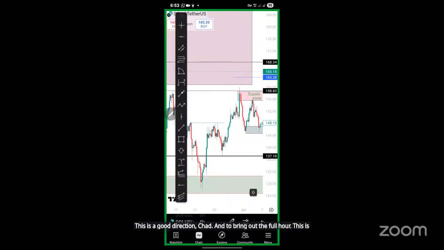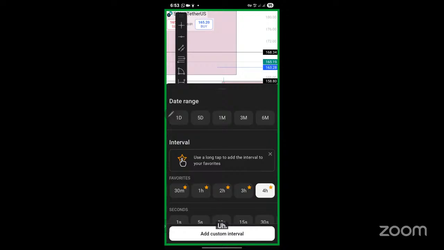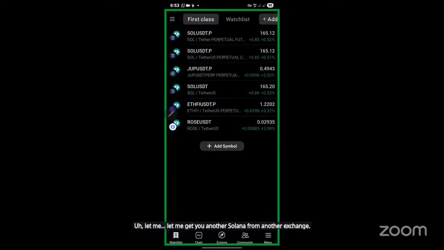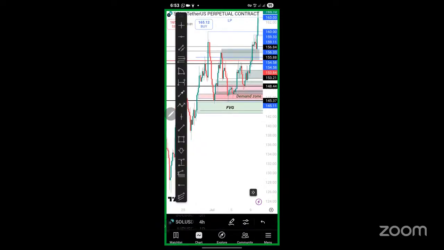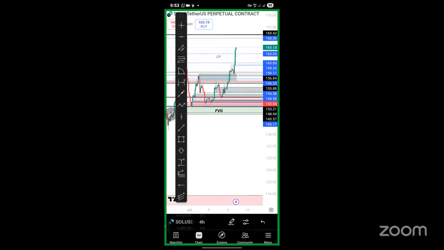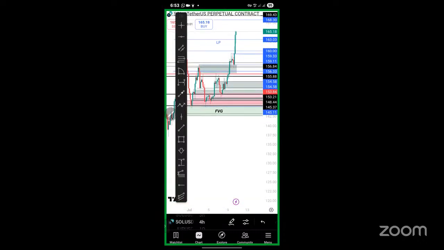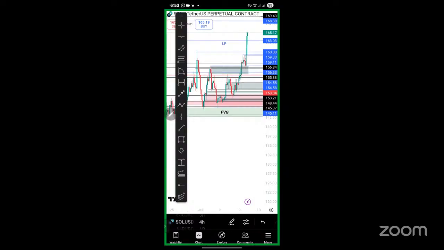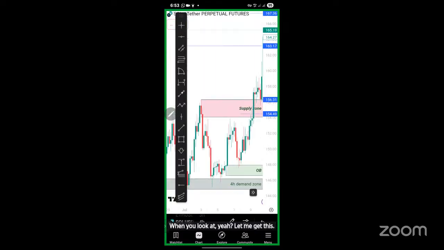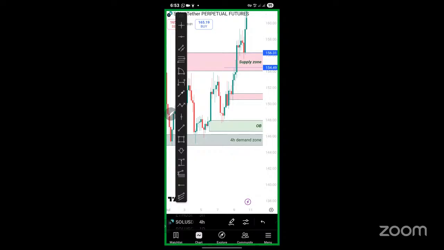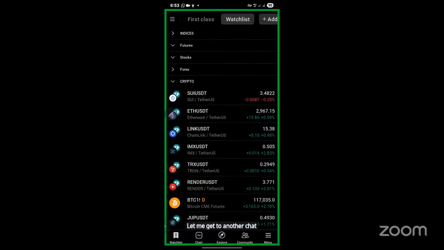This is our 4-hour chart. Let me get another Solana from another exchange. This is Solana USD, which is Solana perpetual. And you look at here. Let me get another chart.